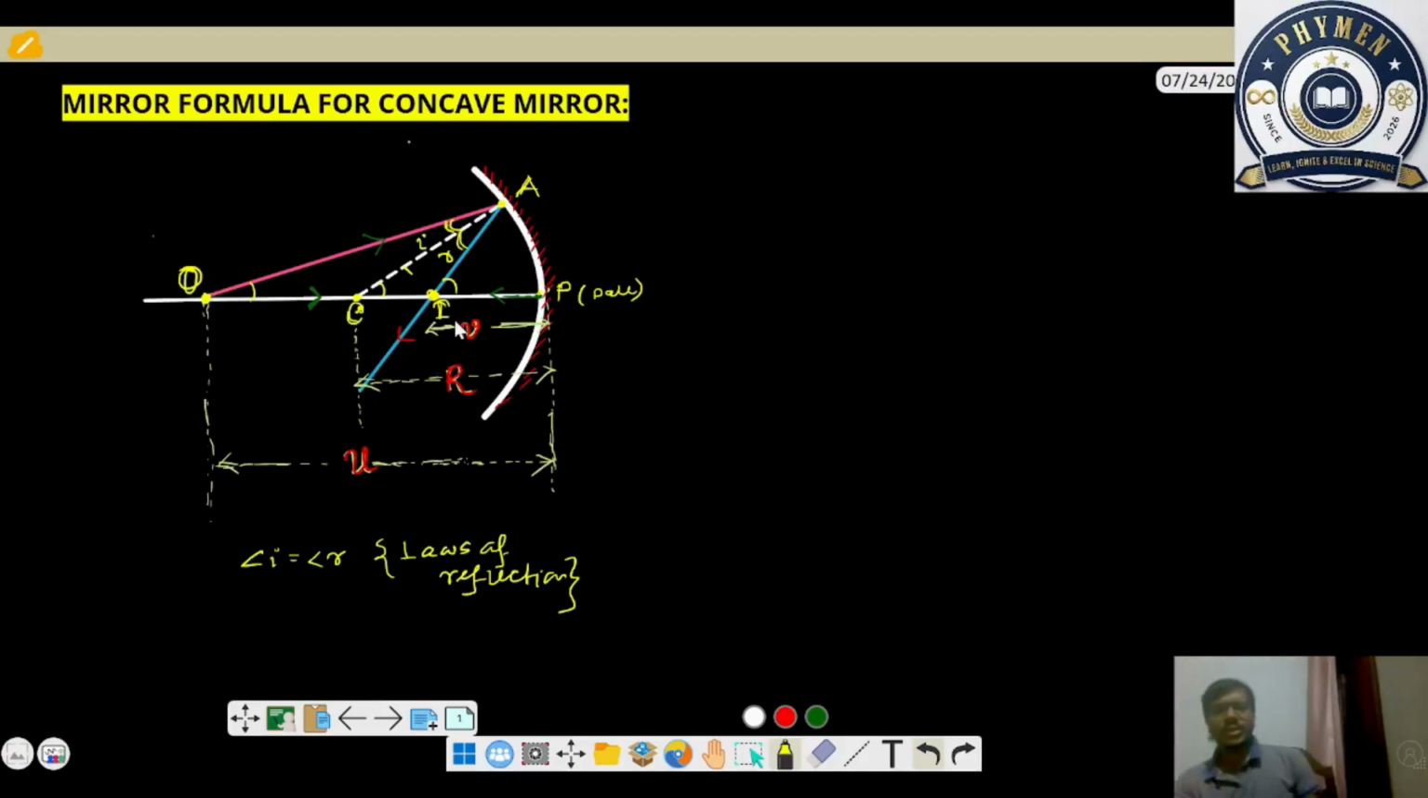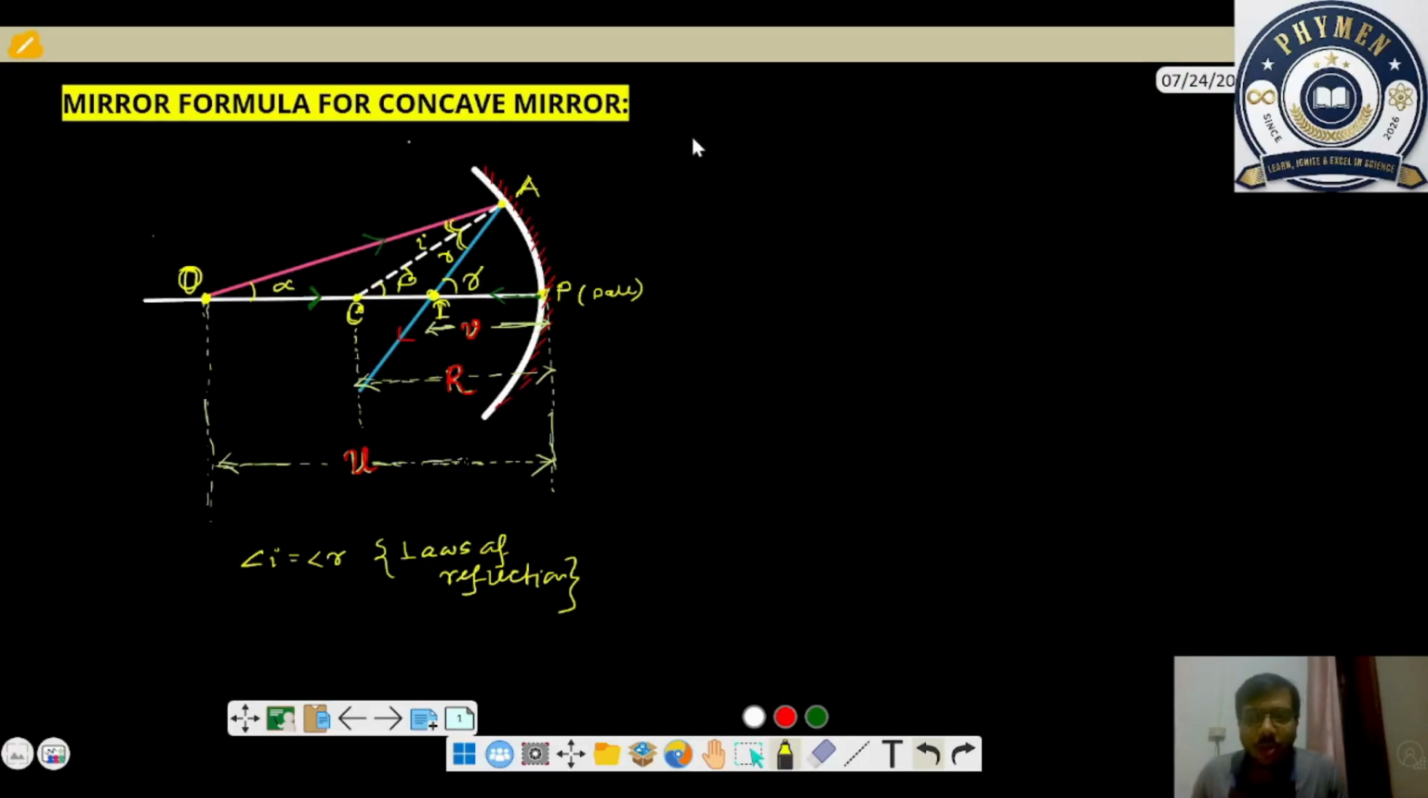All the distances of object and image are measured from the pole of the mirror. Object distance and image distance are measured from the pole. Now for the mirror equation, let me take this as angle I, this is the angle of reflection R, and they are equal following the laws of reflection. Then let me take this as angle alpha, this is angle beta, and this is angle gamma.